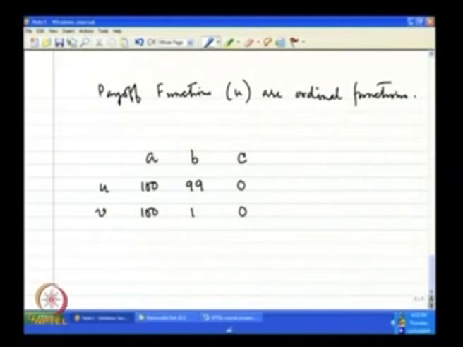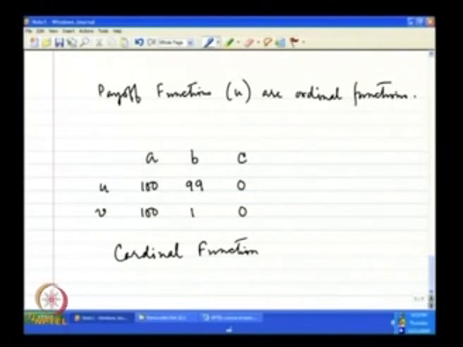If we had talked about cardinal functions, which is the opposite of ordinal, then the absolute value would have mattered. For example, if this U and V had been cardinal, I would have said that the preference of B over C is much more in U, because the difference is between 99 and 0. Whereas in V, B is liked over C, but not that much as in U, because here in V, the difference is between 1 and 0. But that is the case of cardinal.